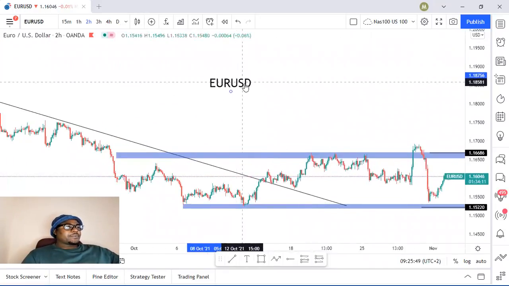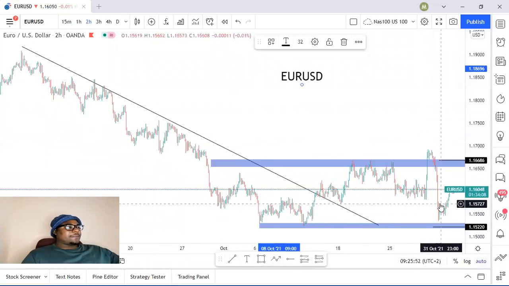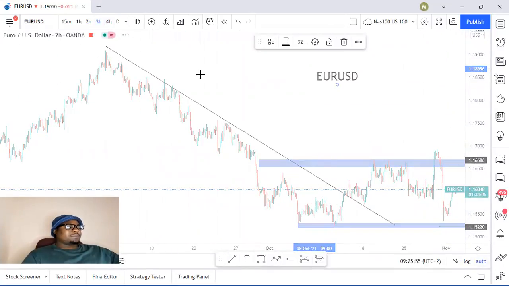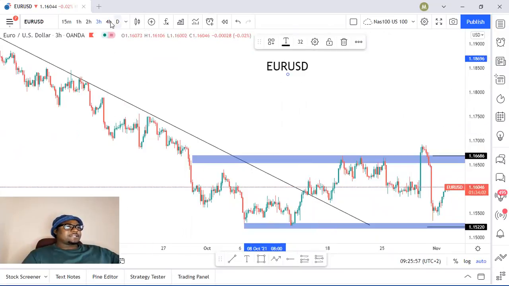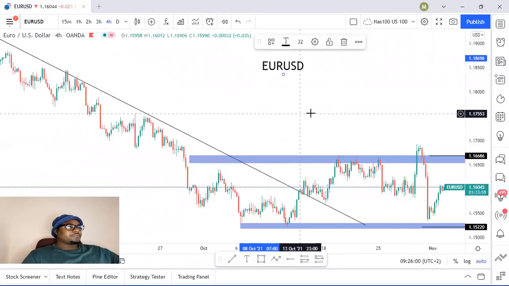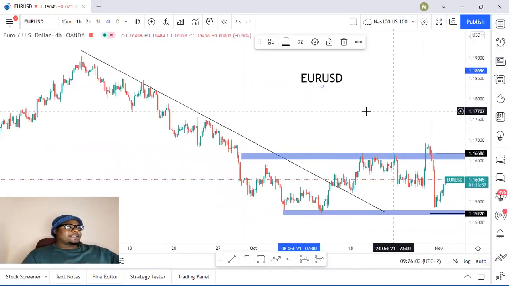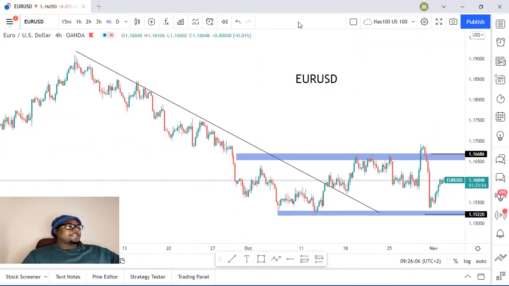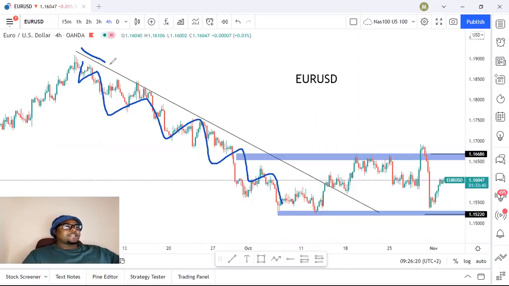On Euro USD, let me go to a bigger time frame so that you can see proper candlesticks. I hope you can see this, guys. I like to repeat this because it helps people who were not here yesterday or the day before. After we had this resistance, the market was going very low. The bearish momentum was very strong, right? So what happened after that?